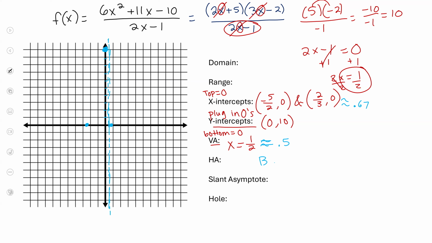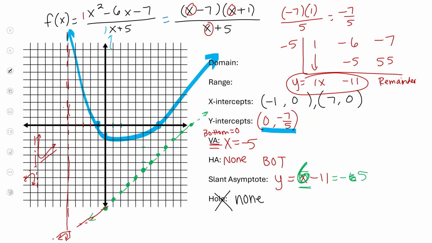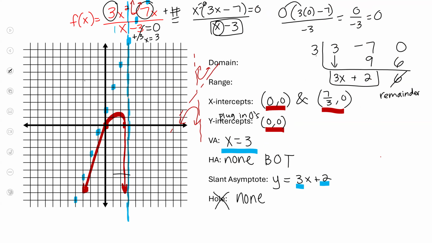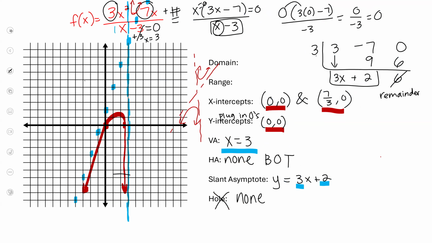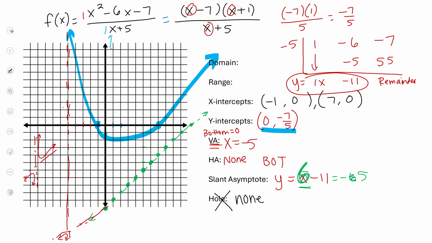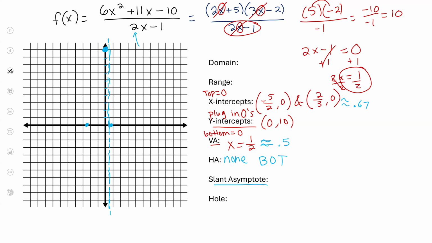Okay, now horizontal asymptote. It's big on top, so that's none, but we will have a slant asymptote. Now notice, this is not a 1 like the previous examples. In the previous ones, it's a 1. Whenever it's a 1, you can do synthetic division, but I can't do synthetic division here. I'm going to have to do long division. So let's do that.